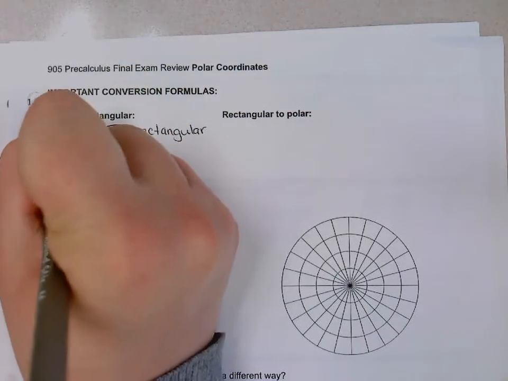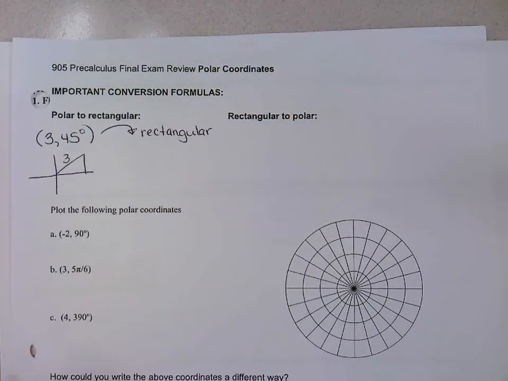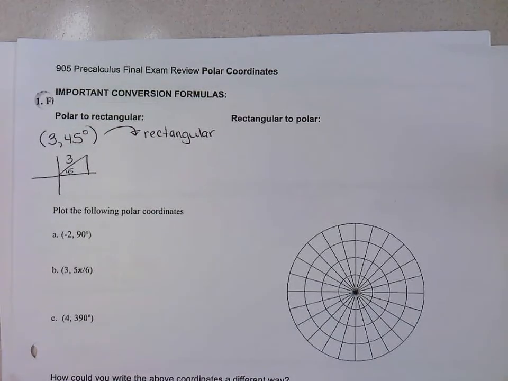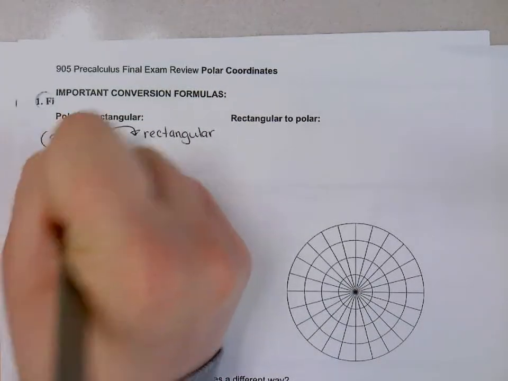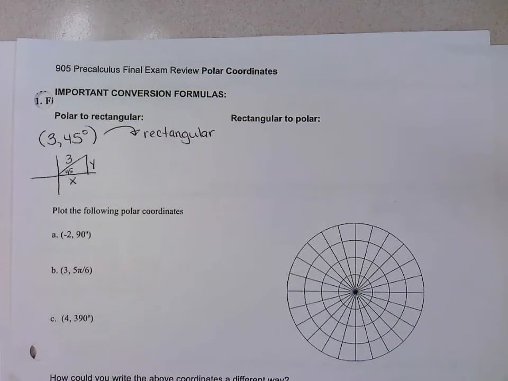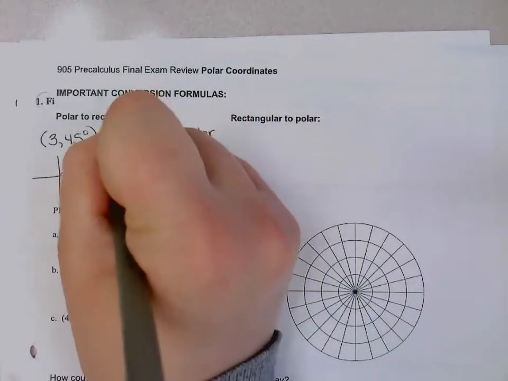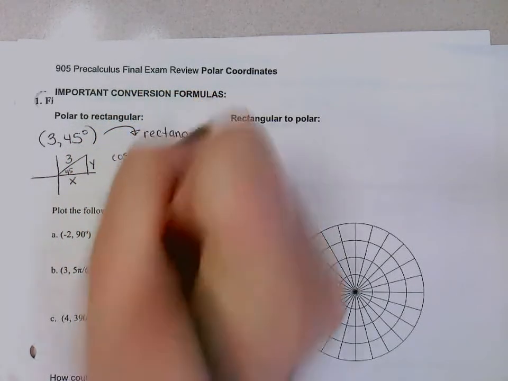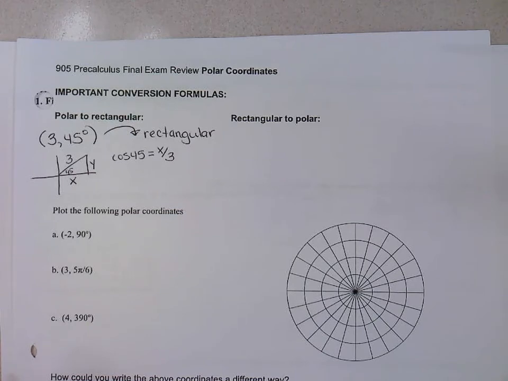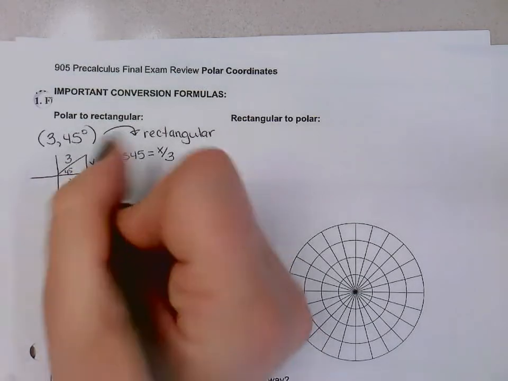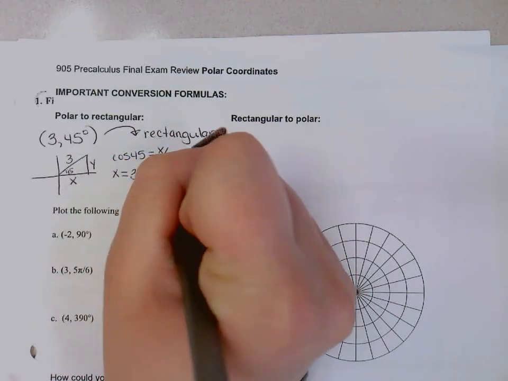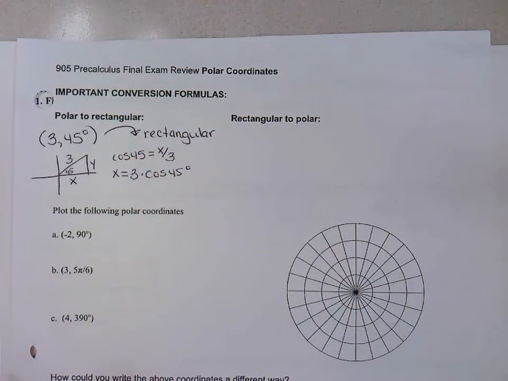3 is my R value, so it's the hypotenuse of my triangle, and 45 is my angle. And I want to find x and y. Do you remember the cosine ratio? The cosine of 45 degrees has to equal adjacent over hypotenuse. So all we do is we solve for x by taking the R value times the cosine of the angle.